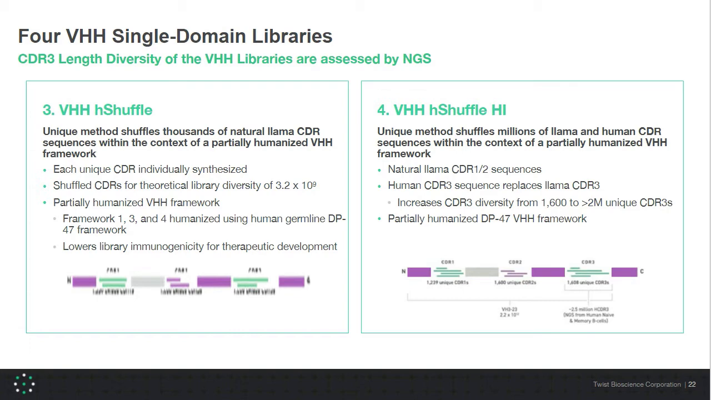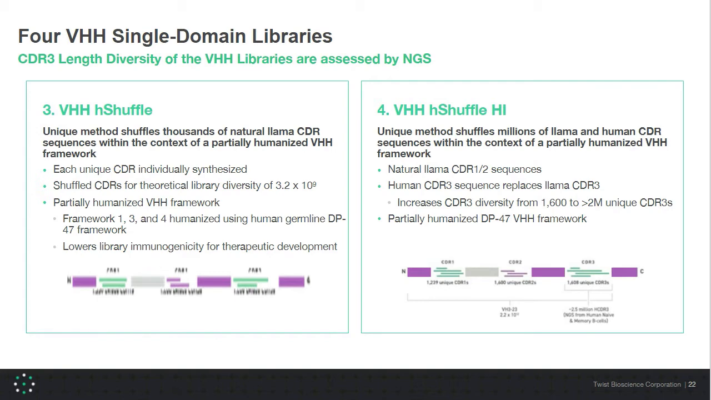And then finally, using the diversity from the Hypermune library that I talked about before, we swapped out the CDR3 diversity, which previously for the VHH human shuffle library was llama derived. We switched that out with human heavy chain CDR3 diversity. So this library not only has a humanized scaffold, but also has human heavy chain CDR3s in the CDR3 register of the library.